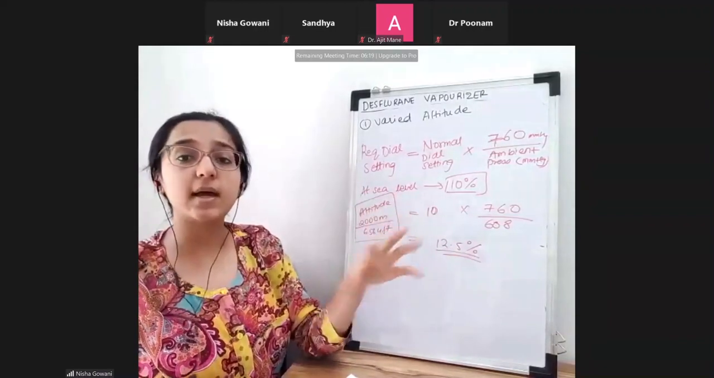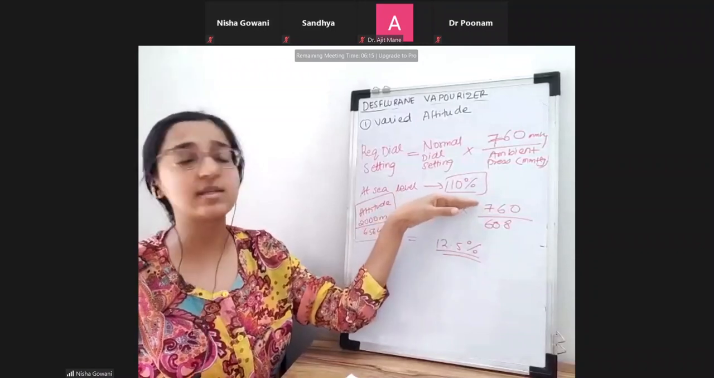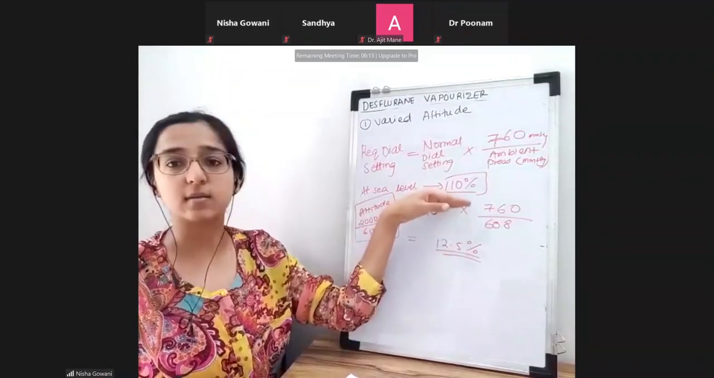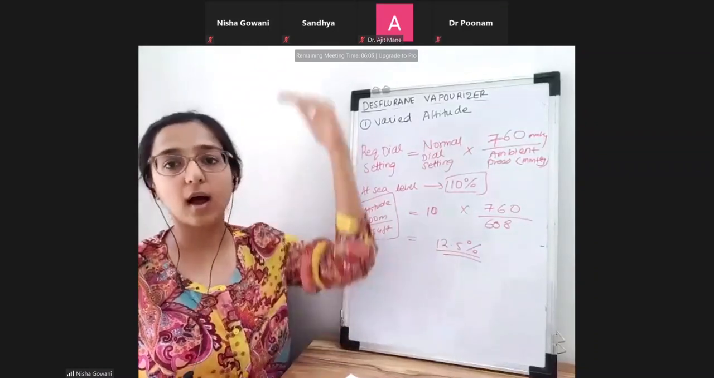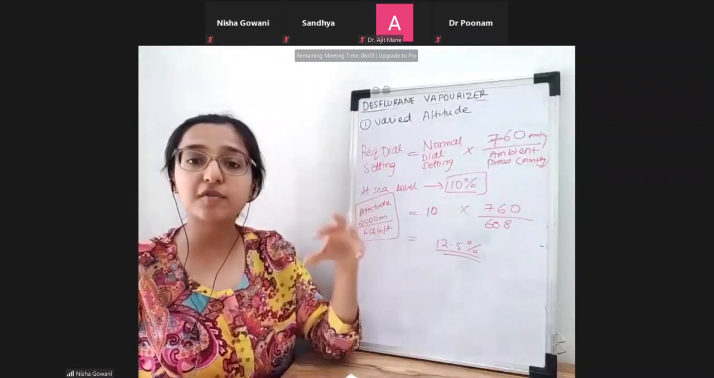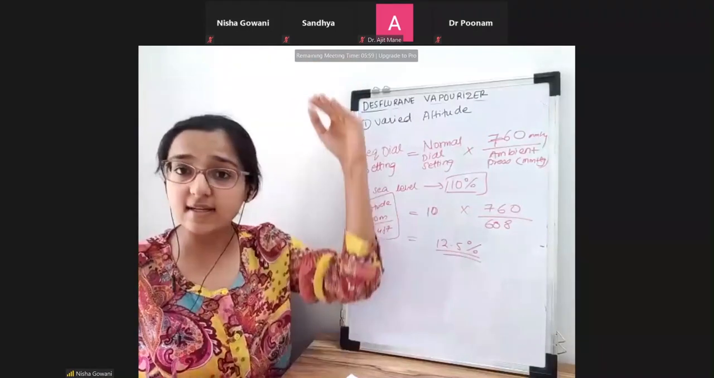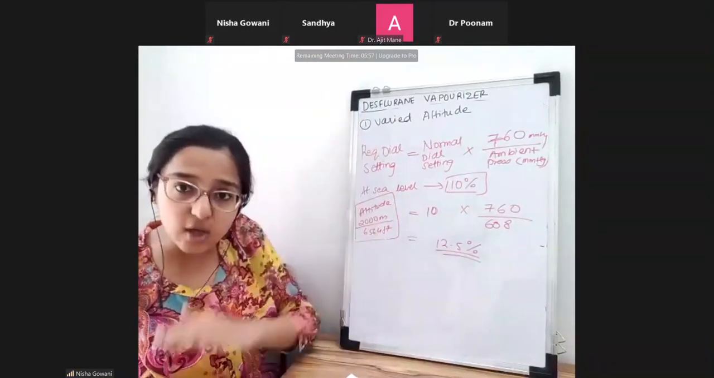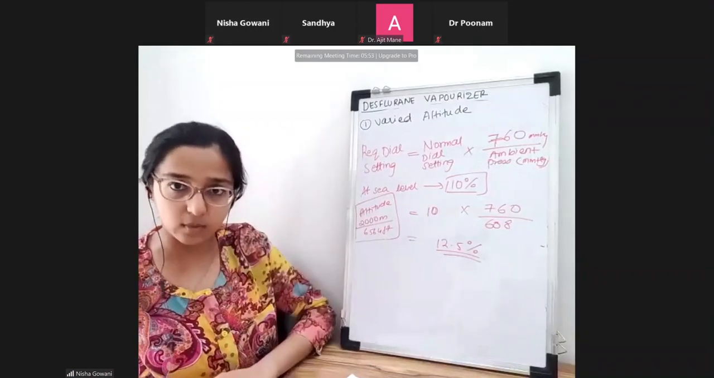That is when I can be ensured that the concentration which is going is actually 10%. Not this, it is actually this much. So when you're going into a hypobaric environment, a higher altitude, you have to increase your dial settings. So remember this: as altitude increases, dial settings have to increase for desflurane. As your altitude decreases and you go into a hyperbaric environment, your dial settings have to come down.